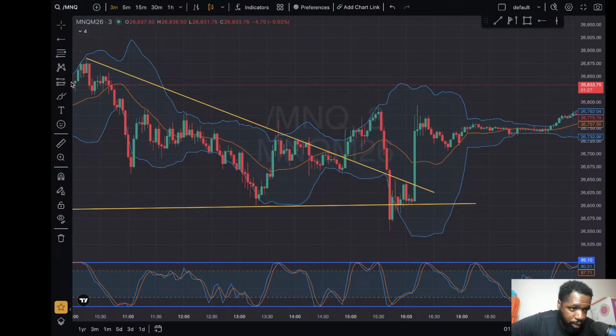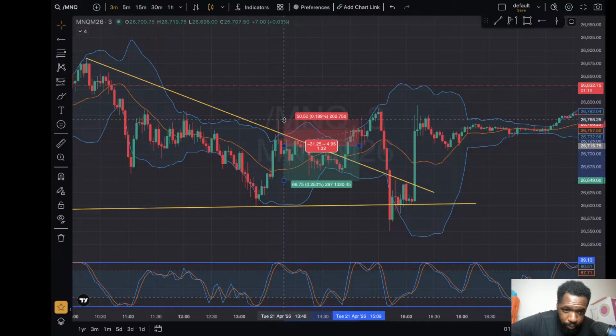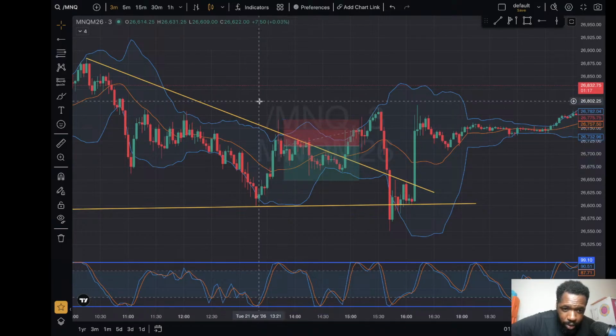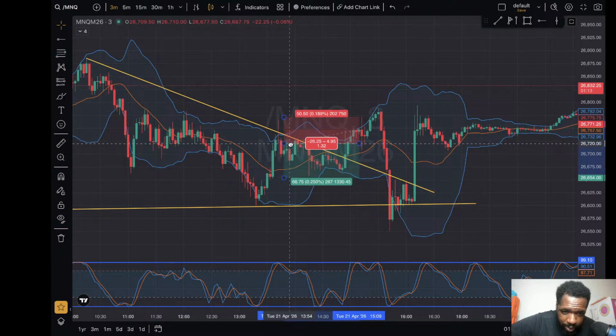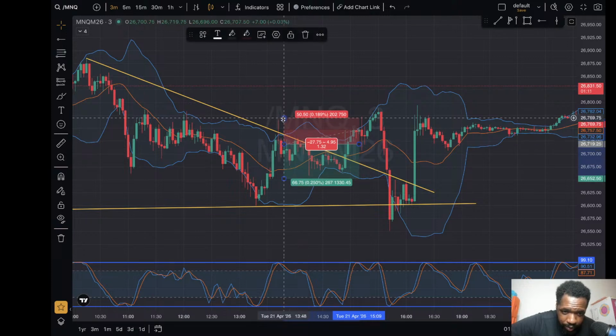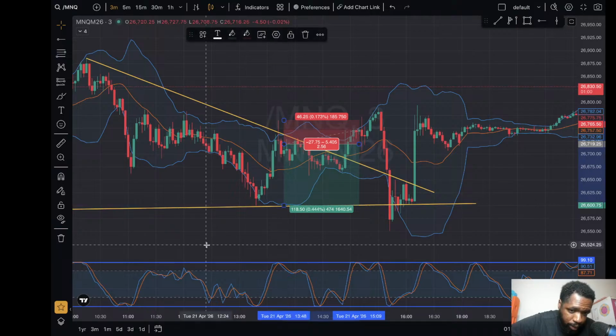So if we look, using the short tool, I got in somewhere on that wick there. My stop loss was here. I don't remember, I think I got in a little bit higher, maybe here, because I wasn't risking 50 points. I think it was 40-some points, to try to make 118 points by coming down here.